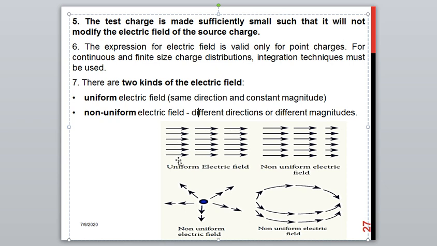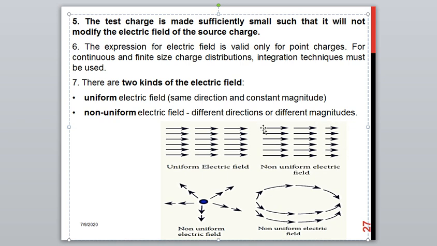So you can see that for a uniform electric field, all the arrows are of equal size, so the magnitude is the same at all points, and the arrows all point in the same direction, so the direction is also the same. In the case of a non-uniform electric field, you can see that a few of the arrows are larger than some of the other arrows here.